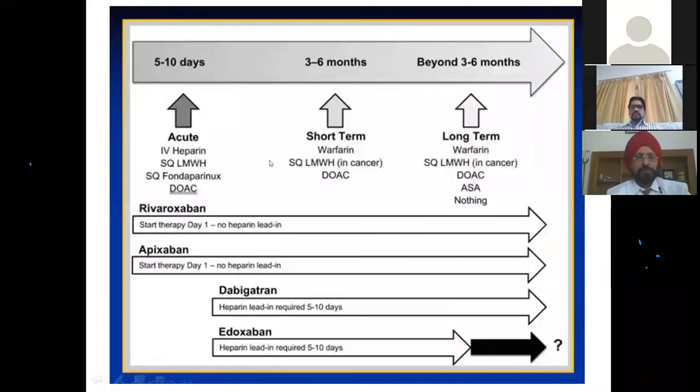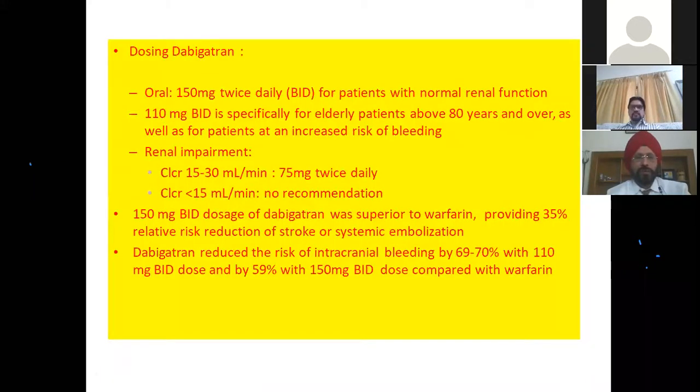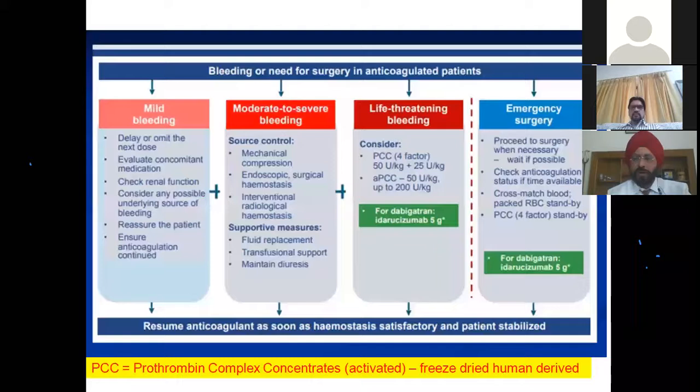So dosing, I've already told you, for dabigatran 150 BD. With renal impairment, you have to adjust the dose. Now, one thing which we are worried about is bleeding. Now, I must admit that in all the years that I have used these anticoagulants, I have personally never seen a bleeding of any significance. I have once used an antagonist, which I'll tell you about, which is something which probably some of us may not be knowing about. So anyway, if there is bleeding, what do you do?